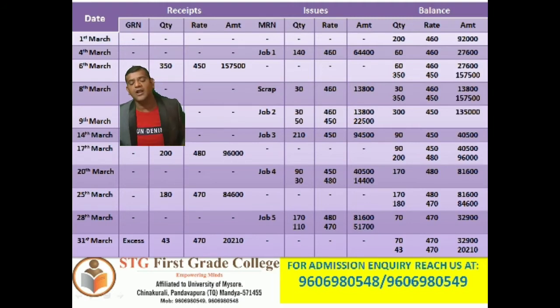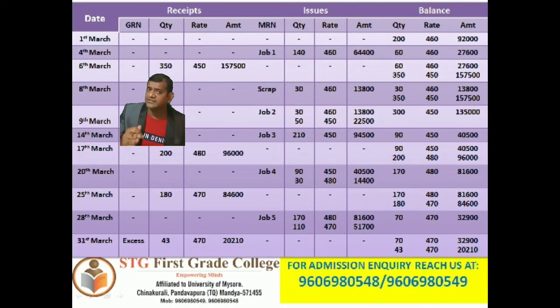So issues column, MRN nil, quantity nil, rate nil, and amount also nil. Under balance column, 43 tons at 470 rupees. So that comes to 20,210 rupees. So here we have done the FIFO statement, that is the first in first out statement, we are done.